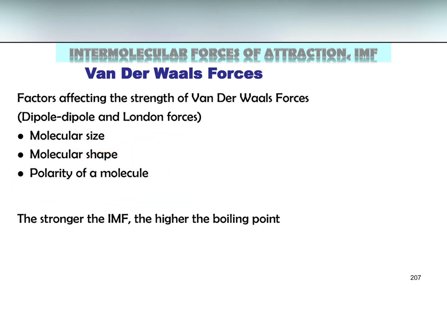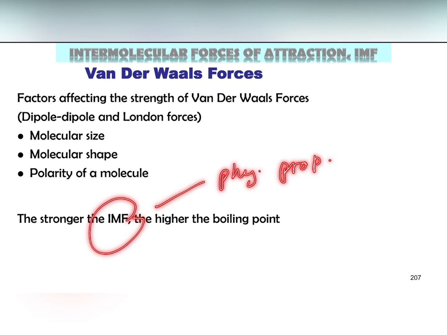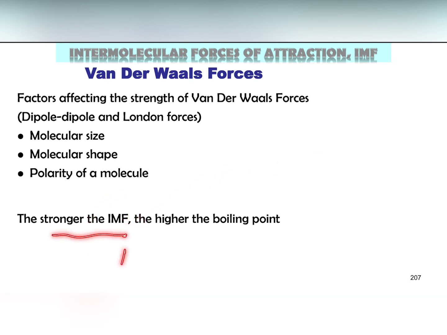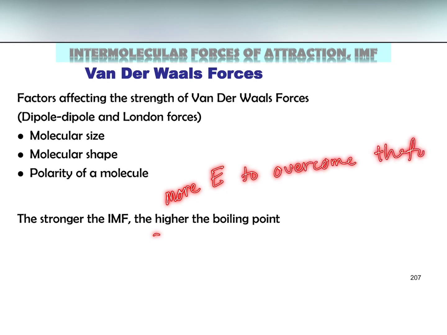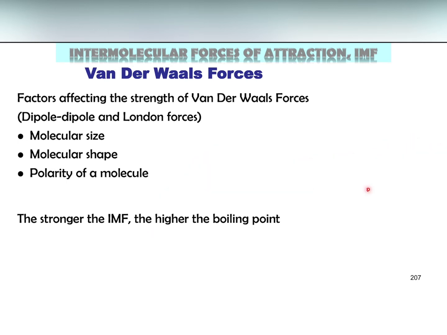Okay, so apa effect dia? Macam yang kita dah discuss before this, strength of IMF akan menentukan dia punya physical properties. Okay, so if the stronger the IMF, intermolecular forces, maksudnya you need more energy to overcome the forces. You need more energy maksudnya in terms of contoh heat. So you need more energy to overcome ataupun to break the intermolecular forces. That is why it will result in higher boiling point.